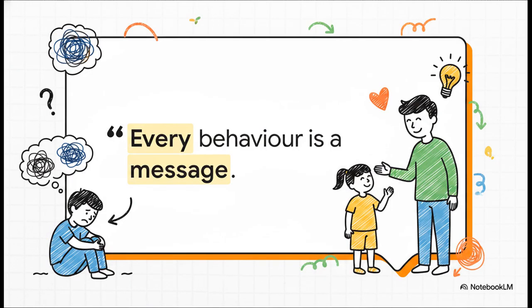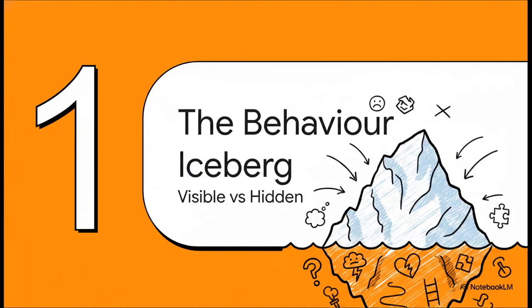The absolute foundational truth we have to embrace if we want to transform our classrooms is simply this. Every behavior is a message. Children are using their actions to tell us what they simply cannot articulate with words. Think about it. They aren't trying to give you a hard time. They are actually having a hard time. Which brings us right into section 1, the behavior iceberg.